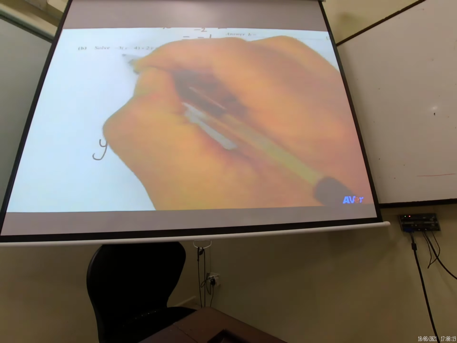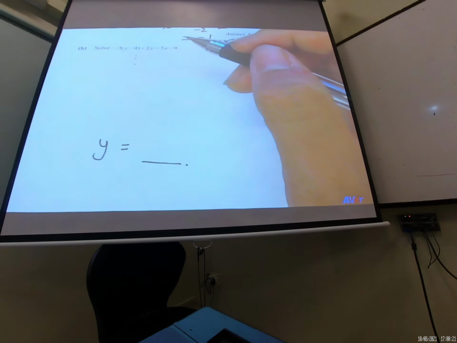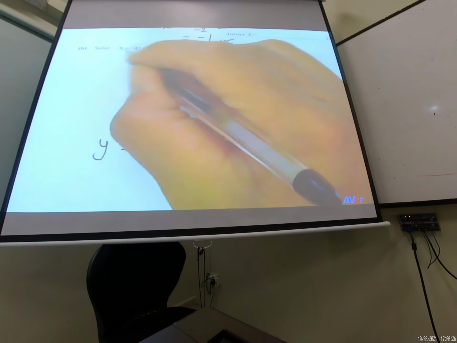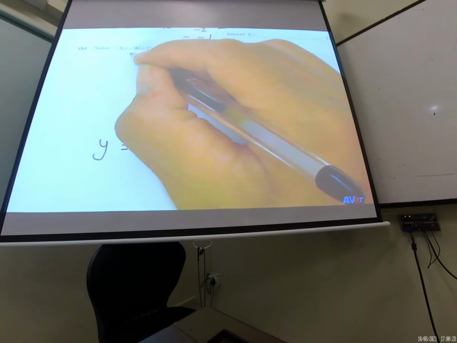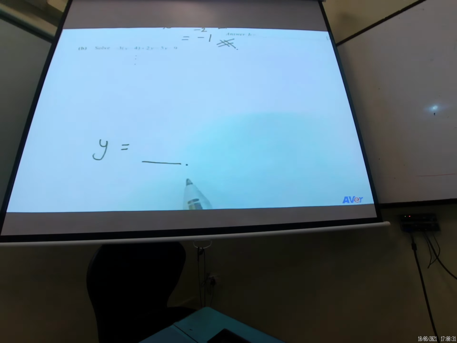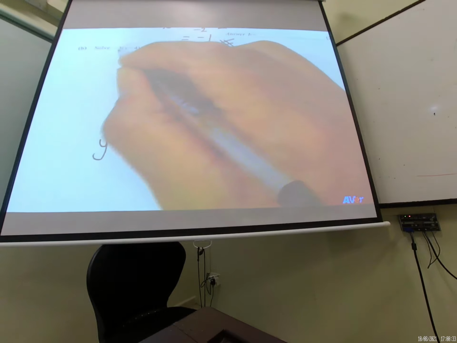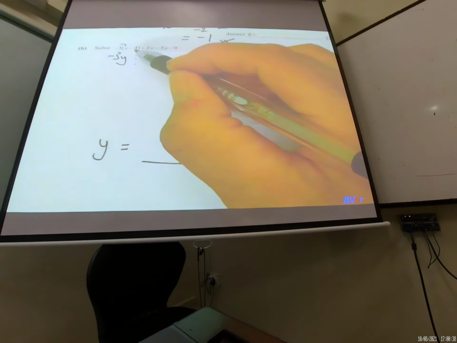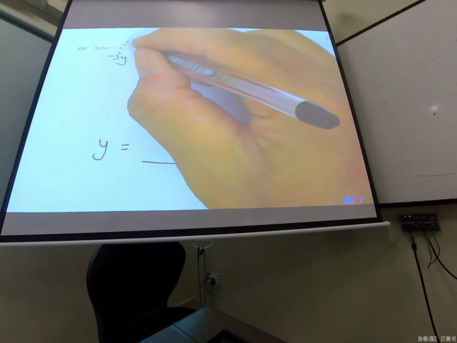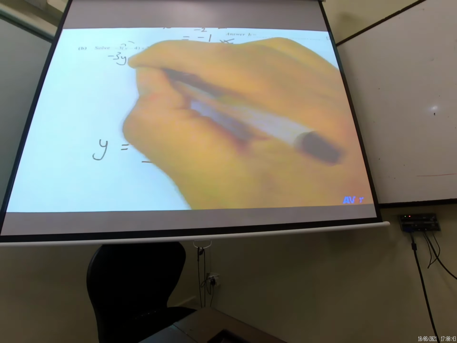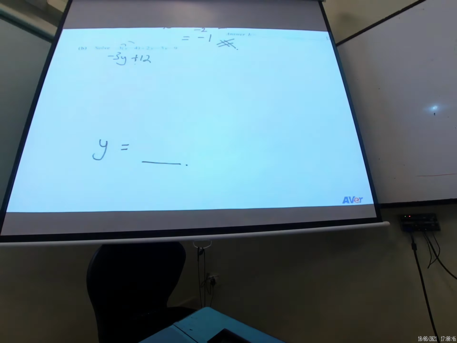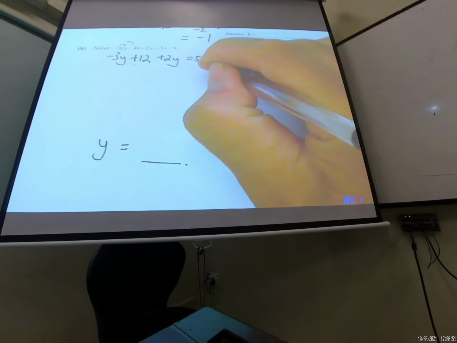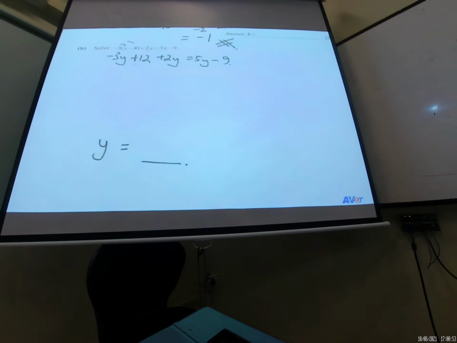So in between, there is a y inside the bracket. So we must first free out the y. We don't want the y to be with a number. We only want y, all the y on one side, all the numbers on one side. So if we expand, -3 multiply y is -3y. -3 times -4, negative times negative, positive. 3 times 4, 12. Plus 2y equals 5y minus 9.